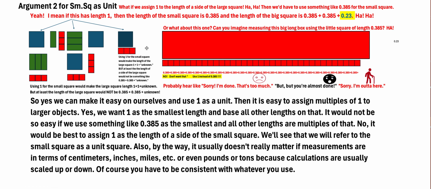Here's another argument. We can let you read that. And I would hate to go, if I was doing all along here, I'd hate to go 0.385 plus 0.385 plus 0.385. Of course, you could count them all and multiply, but it's even easier is just having 1 for that length.